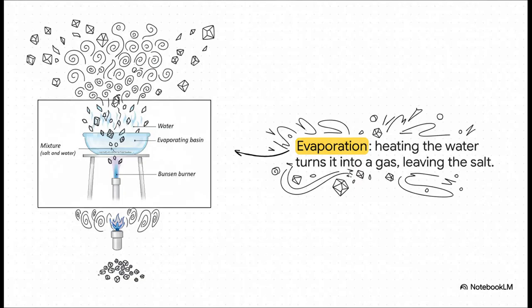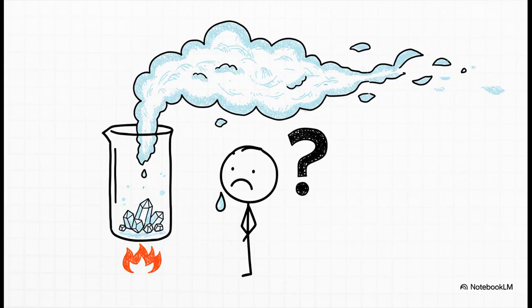Well, we could just boil the salt water, right? As the water heats up, it'll turn into steam, a gas, and just float away. This whole process is called evaporation, and it would leave all the solid salt crystals behind. But wait a minute. If the water turns into steam and just disappears into thin air, we've gotten rid of the salt, sure, but we've also lost the very thing we need to drink. We've solved one problem, but created a much, much bigger one.